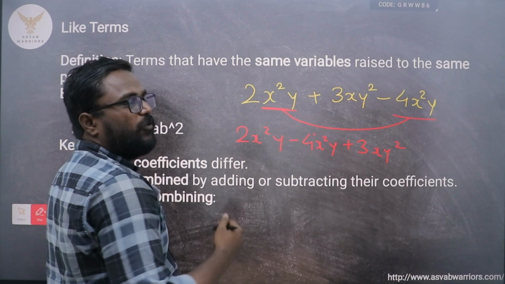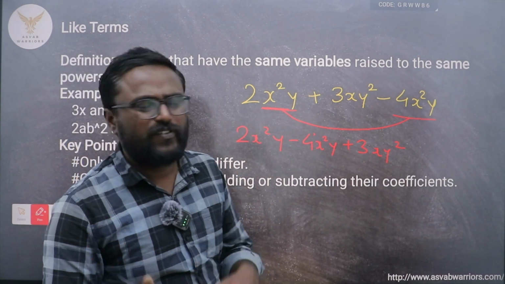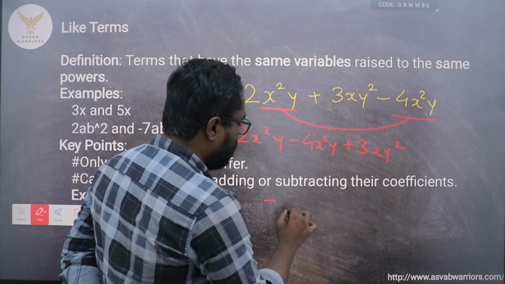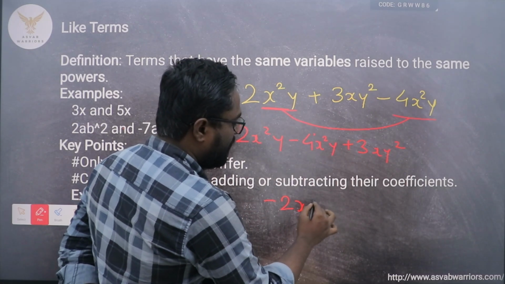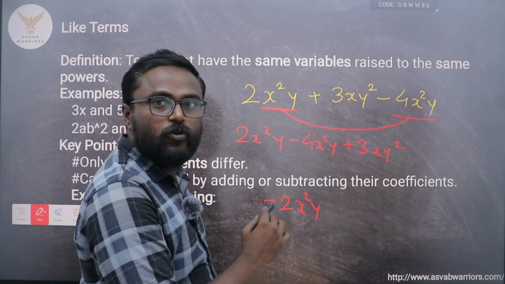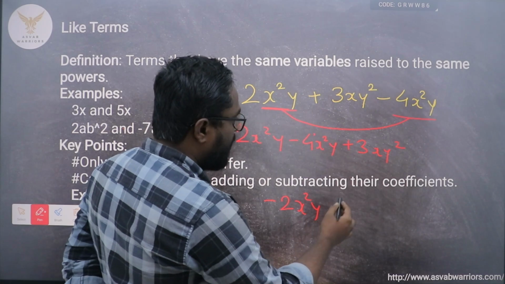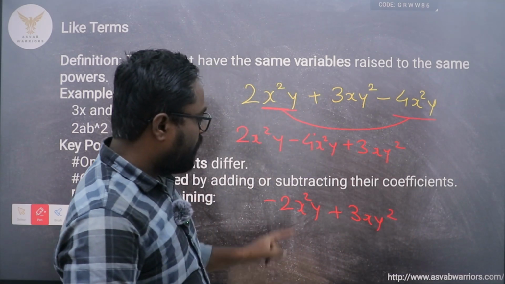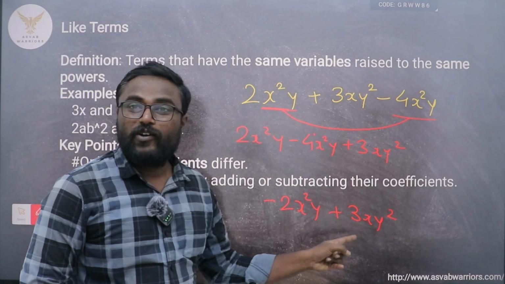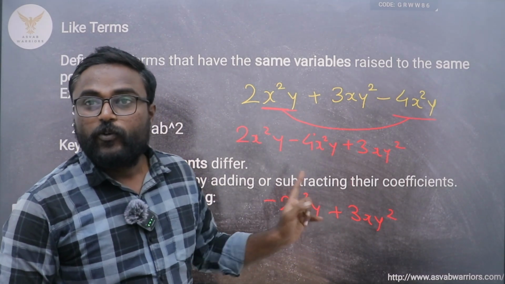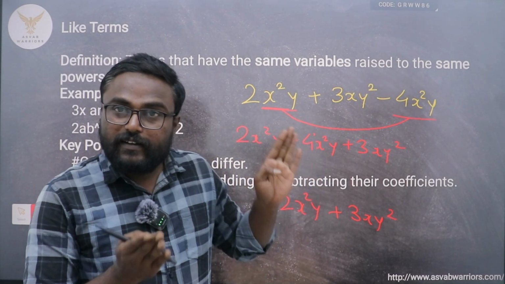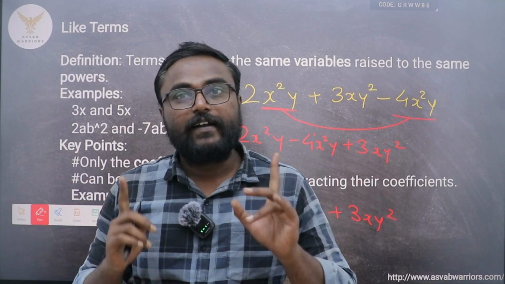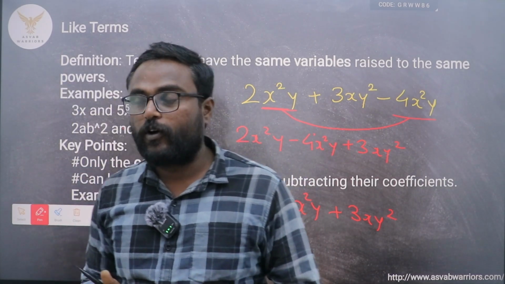So now we just need to subtract or add the coefficients. So 2 minus 4 will be nothing but negative 2. The variables as it is, negative 2x square y plus 3xy square. Because they were not like terms, we cannot do anything about it. They remain as it is. You can neither add nor subtract unlike terms. Okay, I hope you got that.